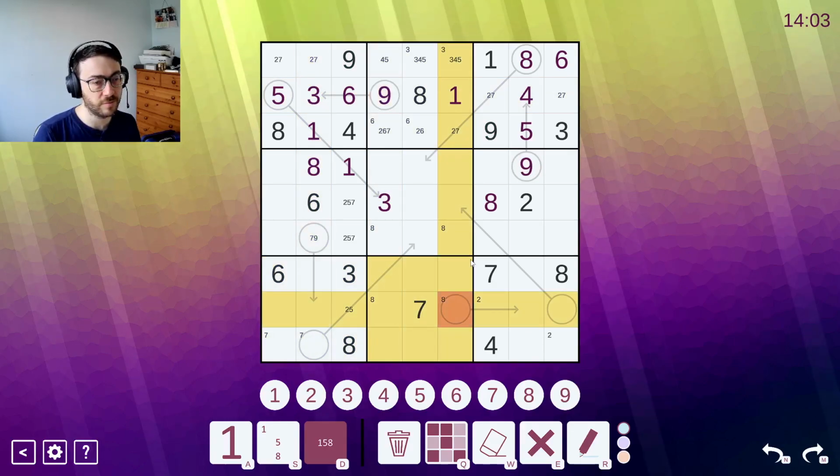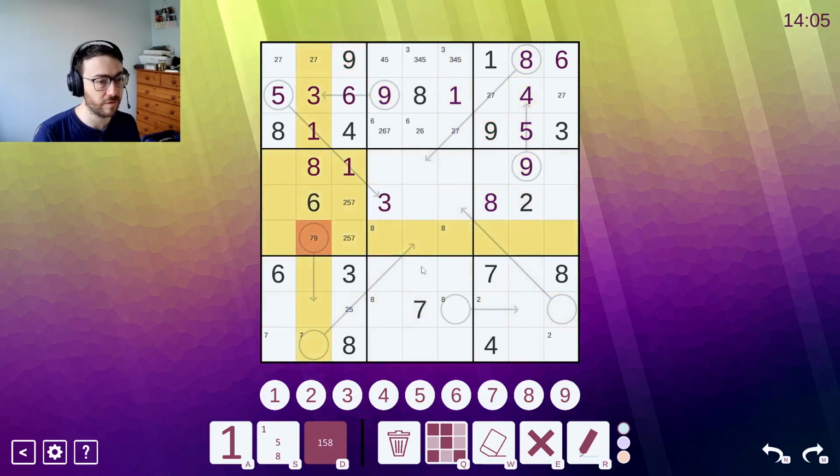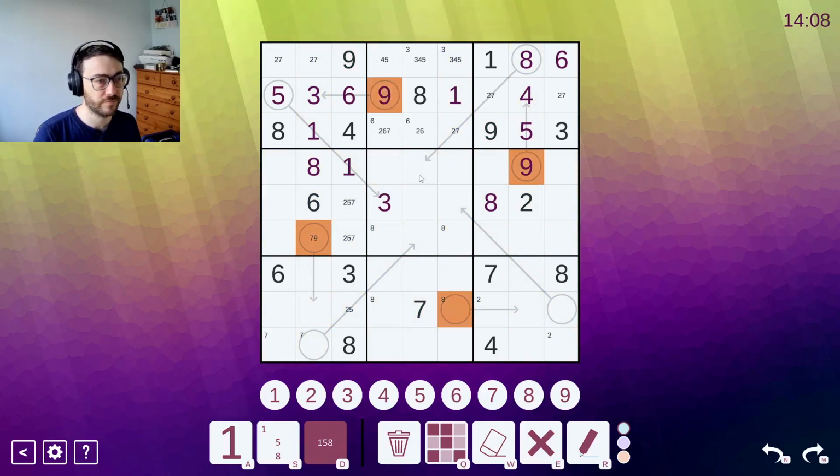I wonder if these little ones are all going to be 9s. Because you can see we've already got 2 9s. That'd be nice.